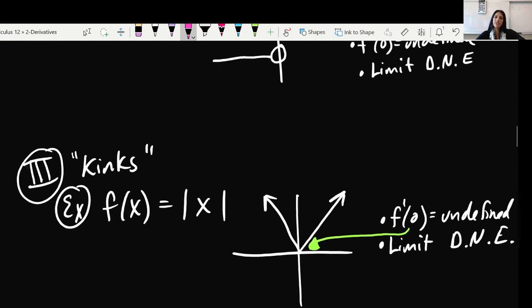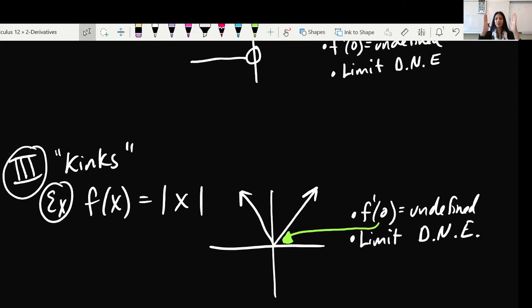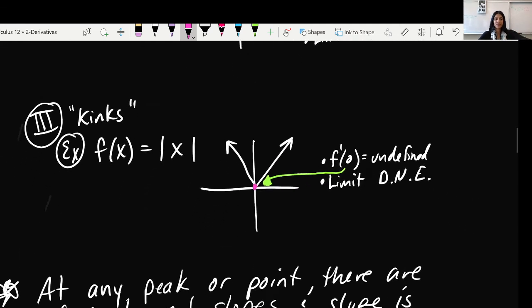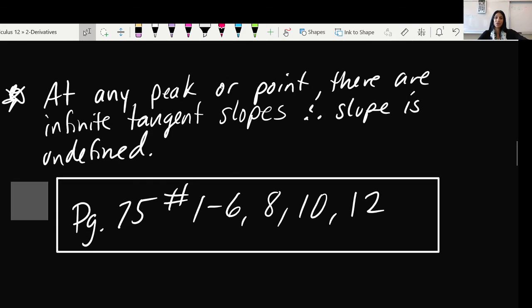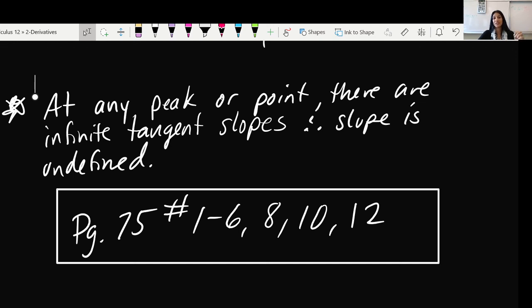And the last one is when we have kinks. So this happens when we have absolute value functions. And so the reason for that is f prime of 0 is also undefined. If we tried to take the derivative at this point, well, you can't. It's going in all these different directions. So it's undefined and the limit does not exist. At any peak or point, there are infinite tangent slopes. So therefore, the slope is undefined. And that's the reason we can't take the derivative at that point. So there's your work for today for 2.1, and I hope that you found this useful.